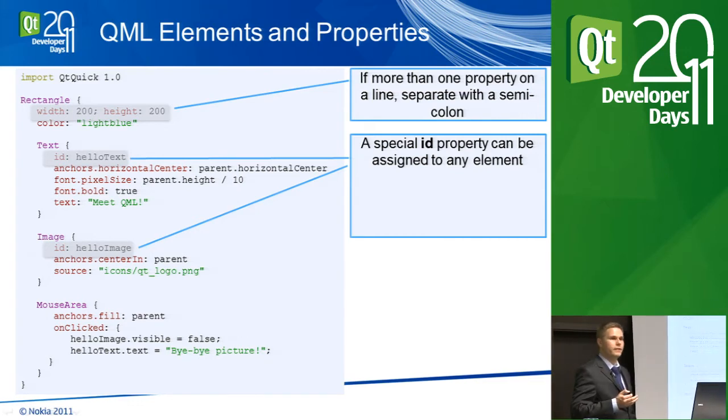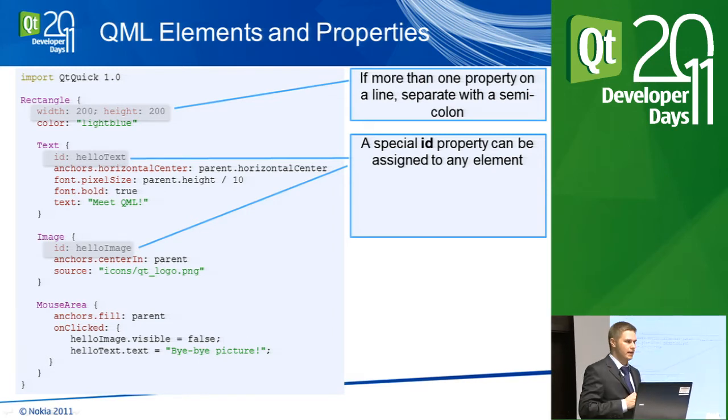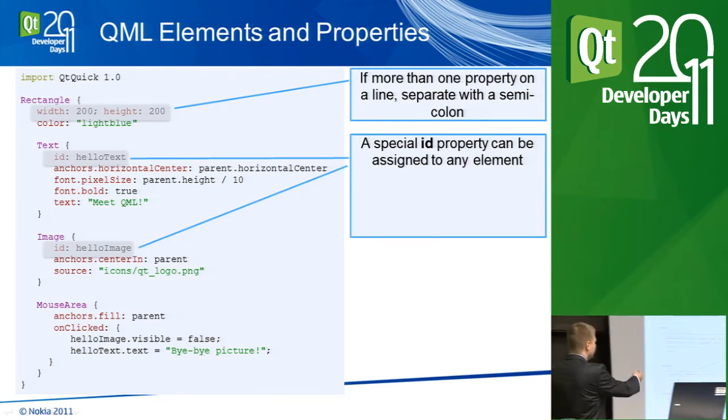Then I mentioned earlier that there's this ID element, and that's something special. It's used for giving a name for an instance of that element. So in this case, we are instantiating this text element, and we give it the name hello text.